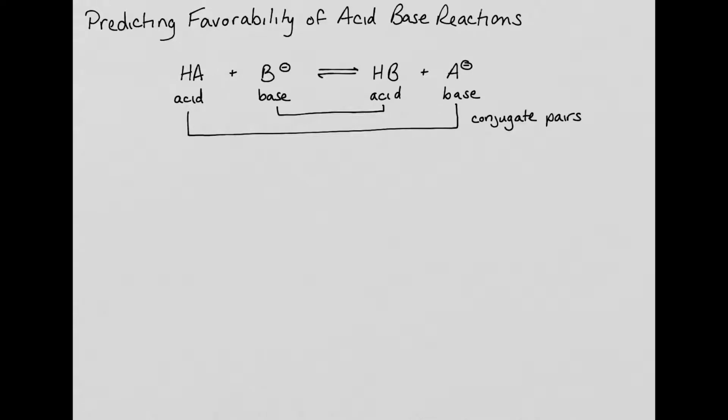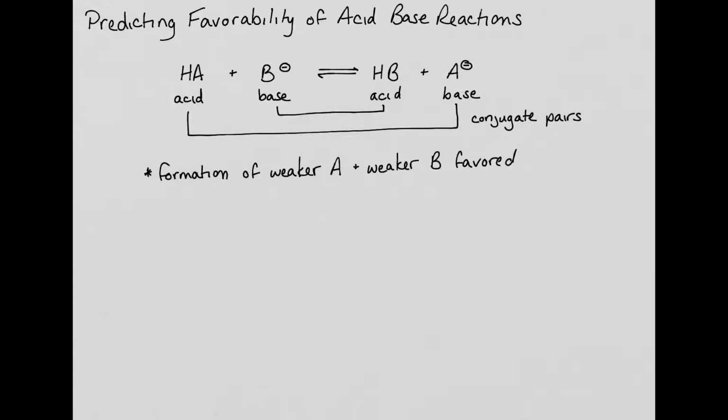Because the conjugate base of a strong acid is weak, and the conjugate acid of a strong base is weak, the weaker acid and the weaker base will always be found on the same side of the equilibrium arrows. Furthermore, the formation of the weaker acid and the weaker base is favored.